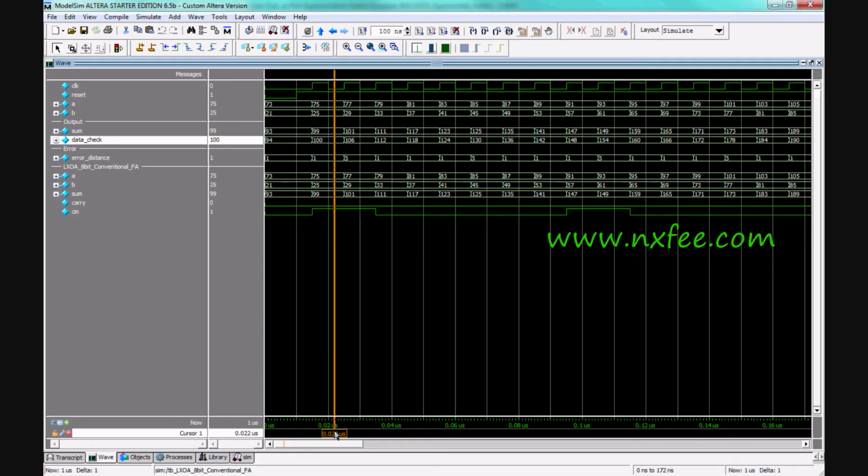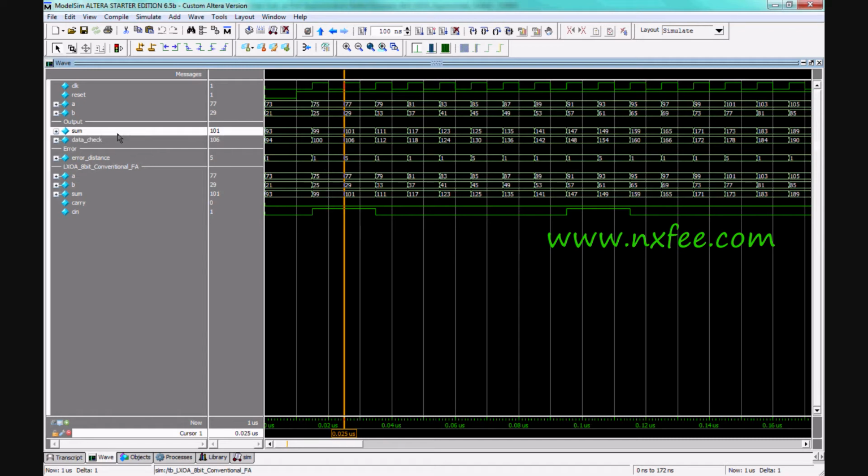Okay, so here 75 plus 25, we can get 100, but here the output will be 99 and 101111. Okay, so you can check the error distance 15, 1111 continuous one, right? So we can reduce these errors in the proposed architecture.